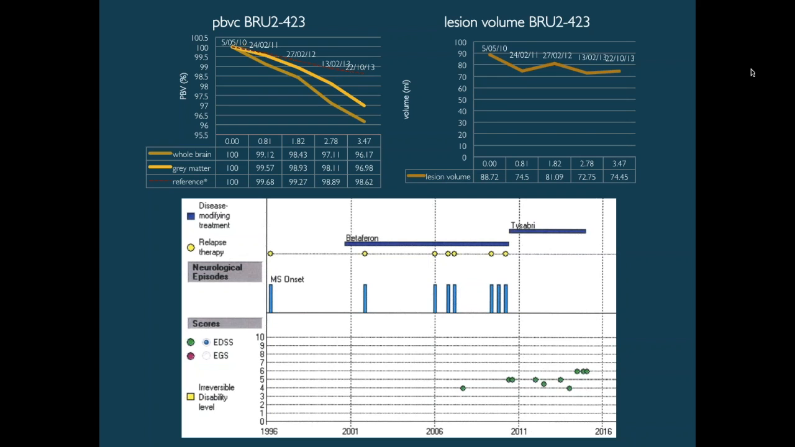This patient has also had quite a few relapses. In the beginning, it was a bit less than the previous patient, and this patient is also treated now with a second-line therapy, which seems to suppress the inflammatory activity, which is good. At the top right part of the slide, we see that the lesion volume indeed is not increasing. So that's what we hope for in this kind of therapy. But we see that this patient has a larger volume of lesions than the previous one.